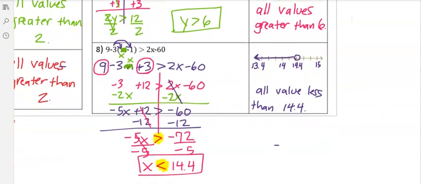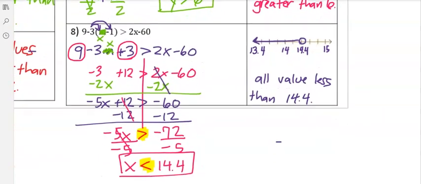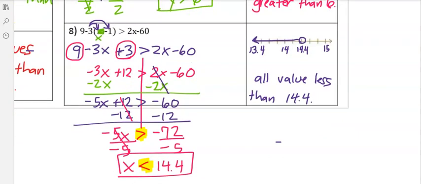And number 8 was a little bit longer because you did have to distribute, and you'll notice you did get a decimal answer as well. When you distribute, don't forget that a -3 times a -1 is a +3. And I also had to combine like terms in this one. 9 and 3 got added to give me 12. Okay, and also notice I did divide both sides by -5, so my symbol flipped at the end. And because it's a less than, not less than or equal to, we have an open dot.